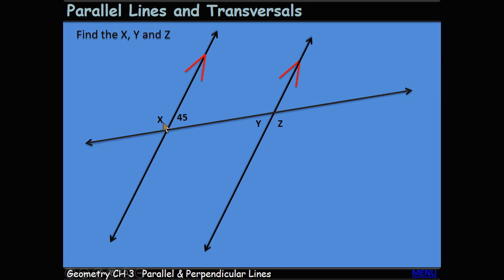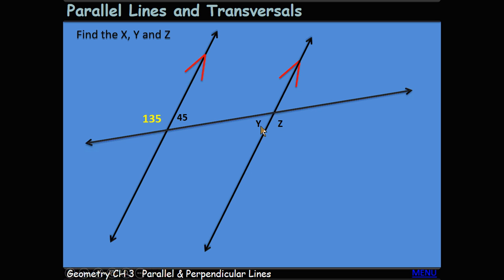For example, this angle x here. This is an obtuse angle. It's clearly obtuse in this picture. That means it has to be more than 90, so it doesn't make sense for this angle to be 45. So this angle instead would have to be 135.